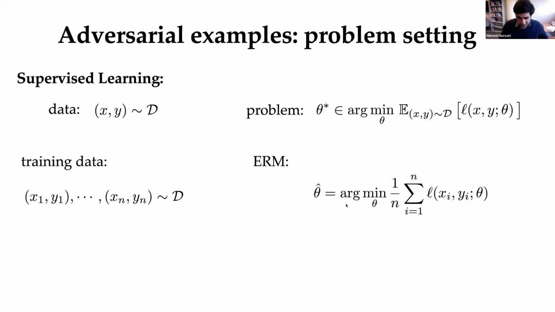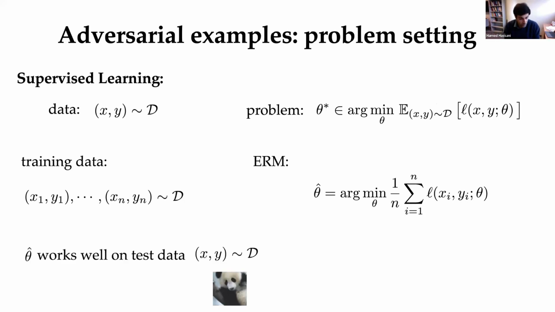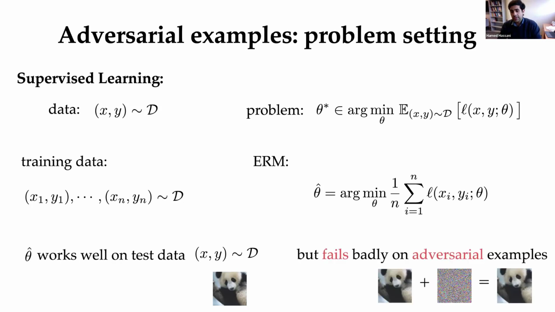And this is supervised learning. There has been 50 or 60 years of progress into it. We now have hypothesis classes and models that really work well on test data points that come from the same distribution as the training data. In other words, on benign inputs or on clean data points, the solution of ERM works quite well. And as I mentioned before, the solution of ERM fails badly on adversarial examples, on norm-bounded perturbations of the input.